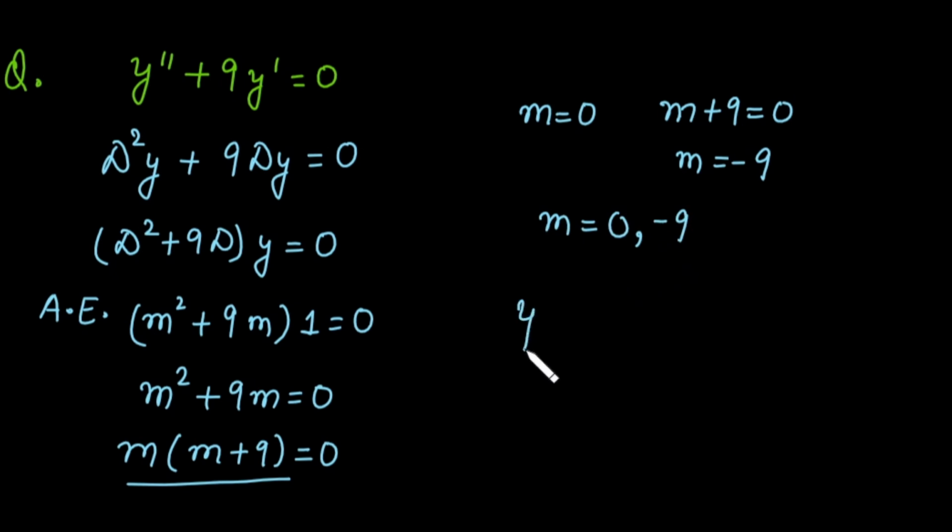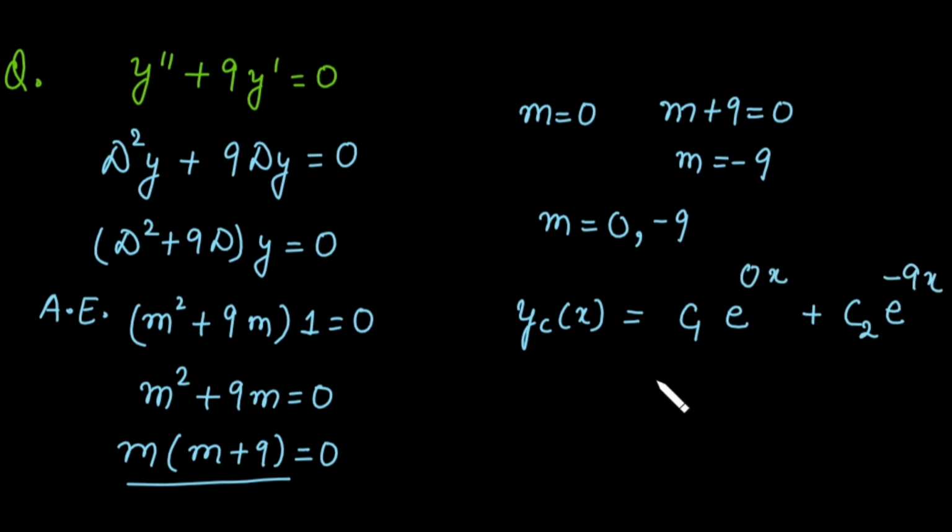In that case, the solution is written in the form of exponentials, that is equal to first constant e raised to power first root into x plus second constant e raised to power second root into x. So e raised to power 0x means 1. So we have c1 plus c2 e raised to power minus 9x, and that is the answer.